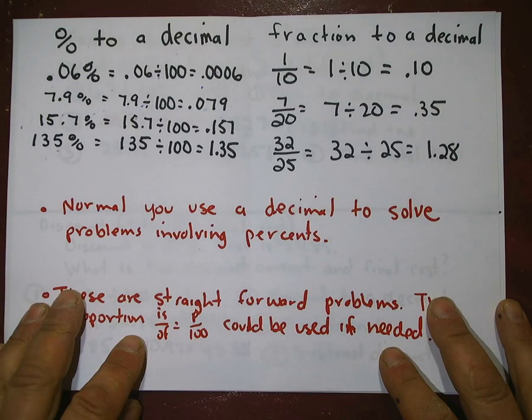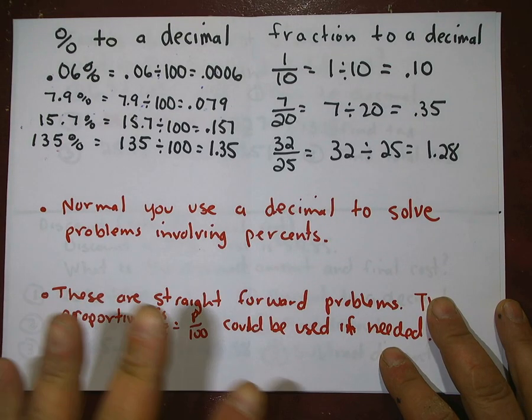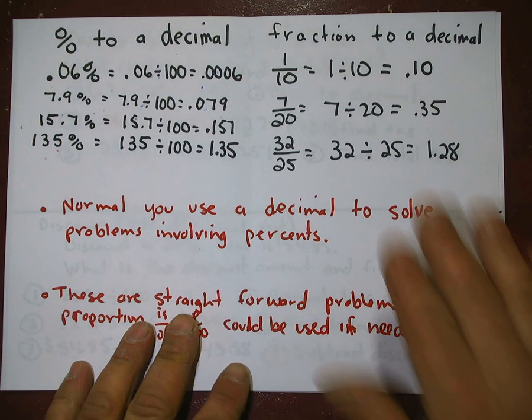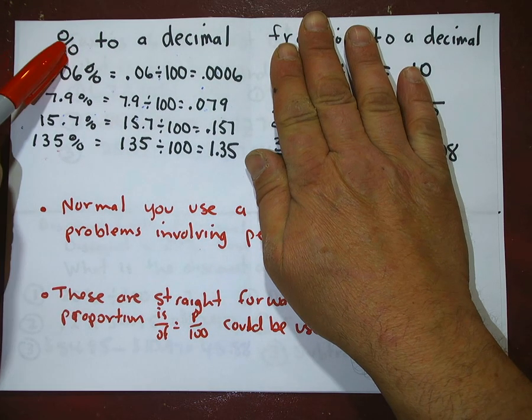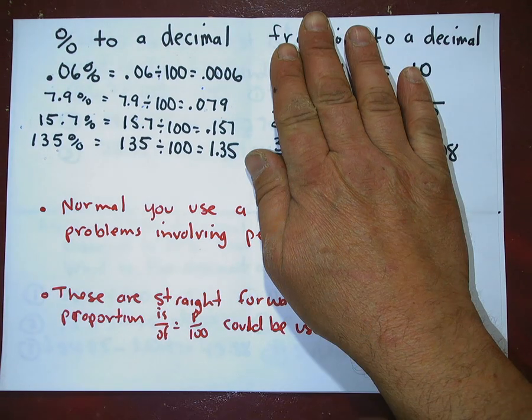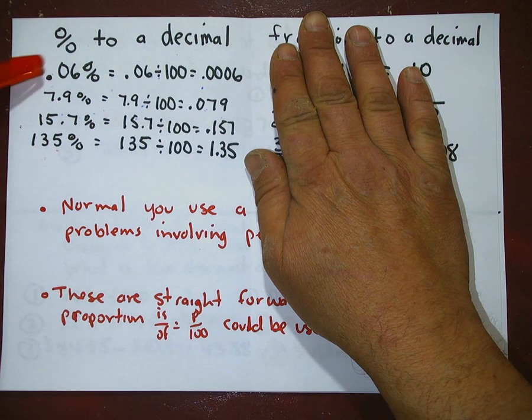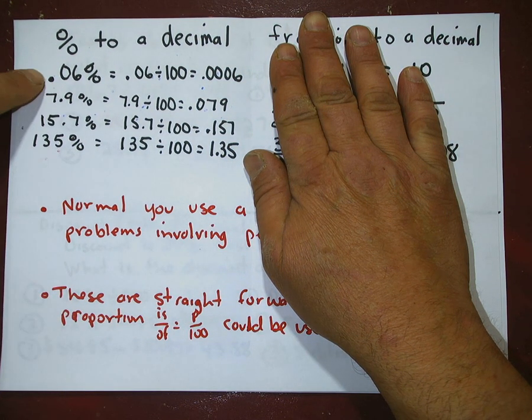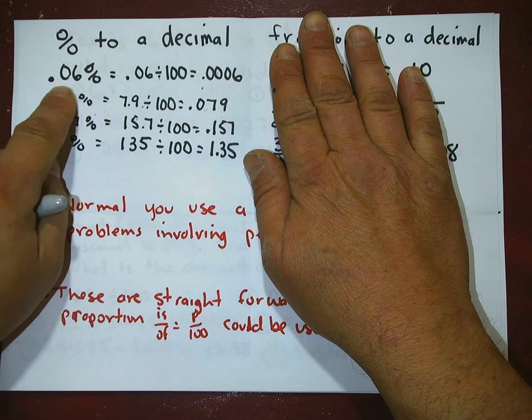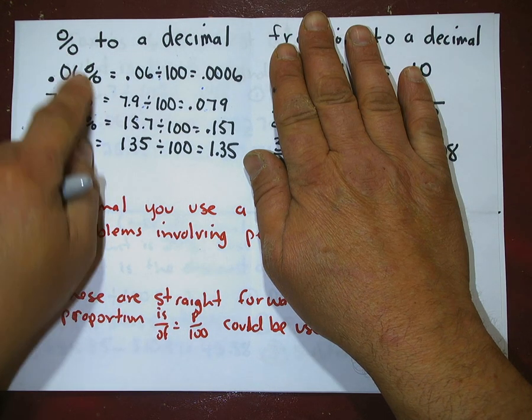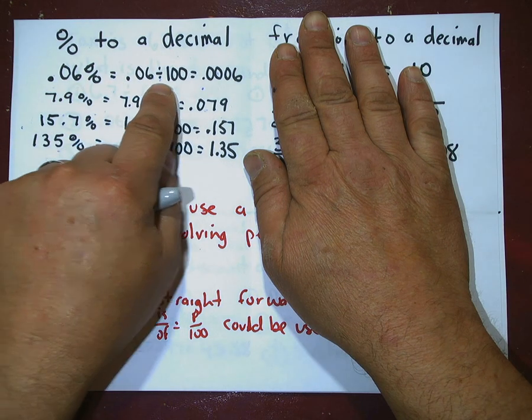Okay, guys and girls, when we use a percentage, it's best to move it to a decimal. So I want to show you how to take a percent and turn it into a decimal. I think some of you will be familiar with this. We take the decimal as it's written. So if it is a percent less than 1, 0.06%, I take 0.06 divided by 100.